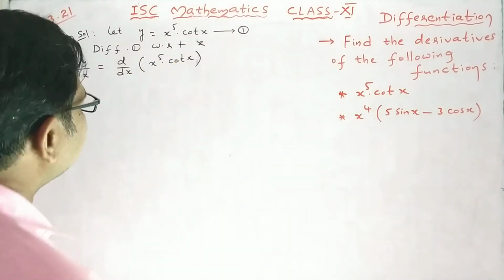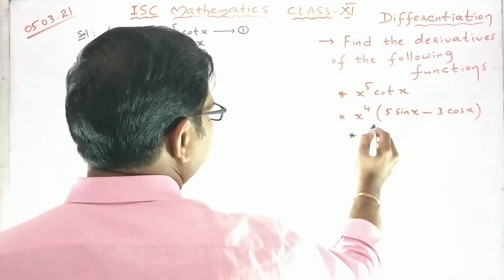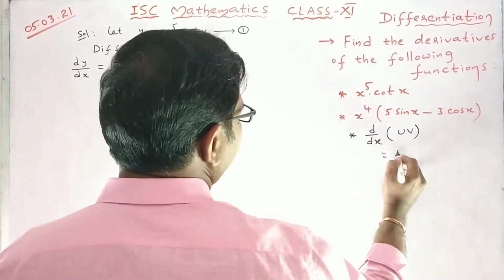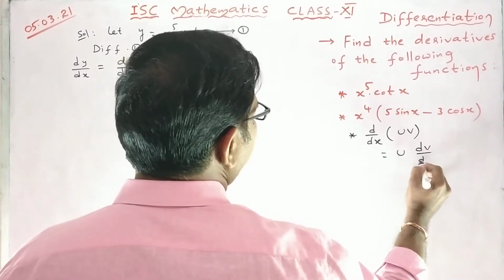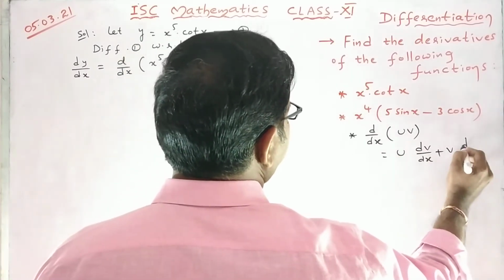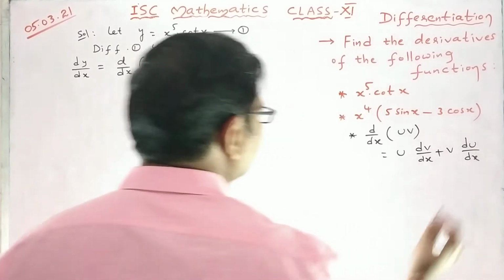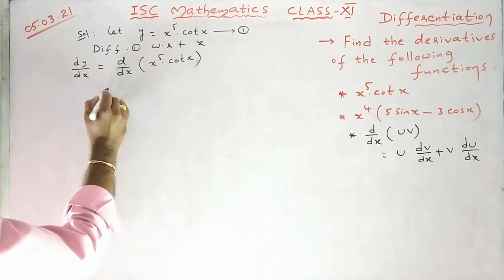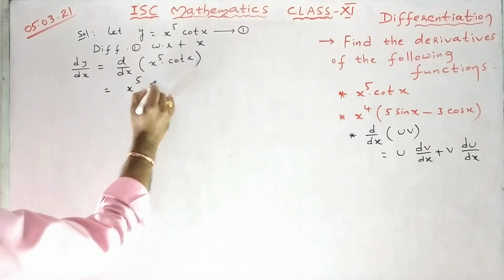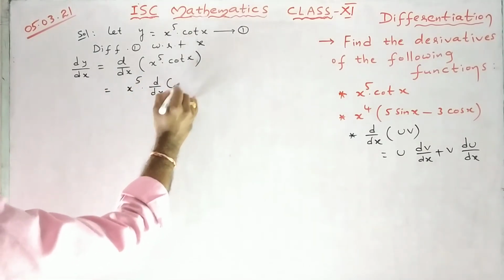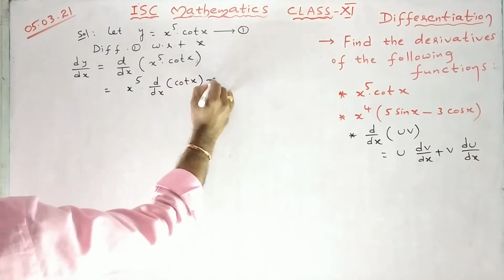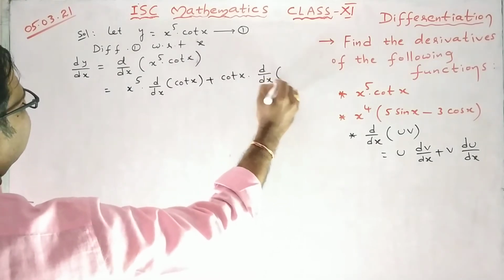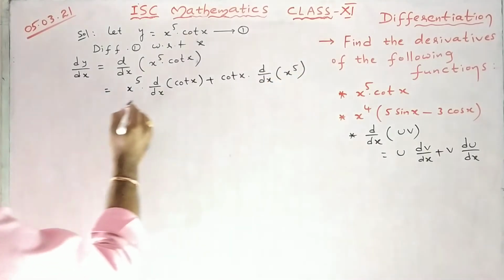Immediately you should remember product rule. We have the product formula here: d by dx of uv is equal to first function into derivative of second function plus second function into derivative of first function. This is called product rule. So first function is x to the power 5 into d by dx of cot x plus cot x into d by dx of x power 5.